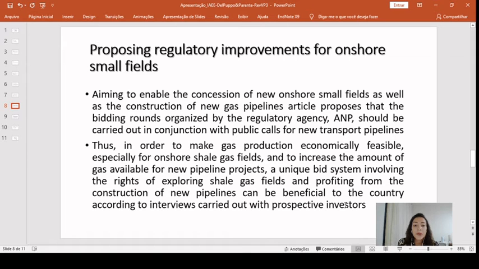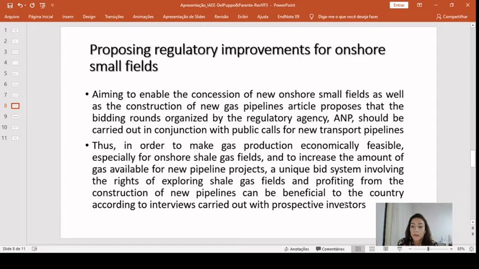My proposal aims to enable the development of new onshore small fields as well as the construction of new gas pipelines. The article proposes that the bid rounds organized by the regulatory agency, ANP, should be carried out in conjunction with public calls for new transportation pipelines. Thus, gas production becomes economically feasible, especially for onshore shale gas fields, and the amount of gas available for new pipeline projects increases.